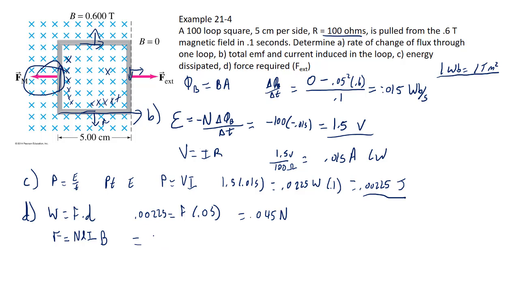And so we're going to take this equal to 100 times the length, but we're only worried about this length perpendicular to the field there. And so that is 0.05 times the current. The current we found up here is 0.015 times the magnetic field of 0.6. And if we do this, 100 times 0.05 times 0.015 times 0.6, we get 0.045 newtons. So it doesn't matter if you use conservation of energy or if you use the force acting on a wire in a magnetic field. You can get the correct answer here either way.